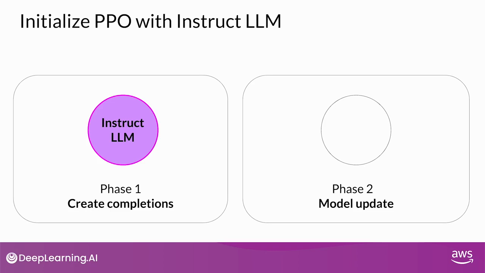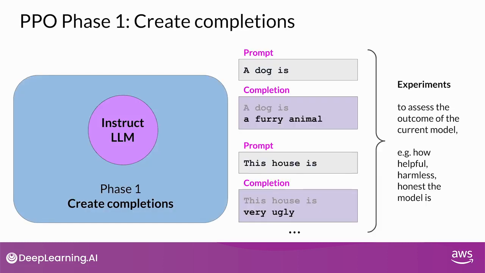Yes, happy to. You start PPO with your initial instruct LLM. Then at a high level, each cycle of PPO goes over two phases. In phase 1, the LLM is used to carry out a number of experiments, completing the given prompts. These experiments allow you to update the LLM against the reward model in phase 2. Remember that the reward model captures the human preferences. For example, the reward can define how helpful, harmless, and honest the responses are.